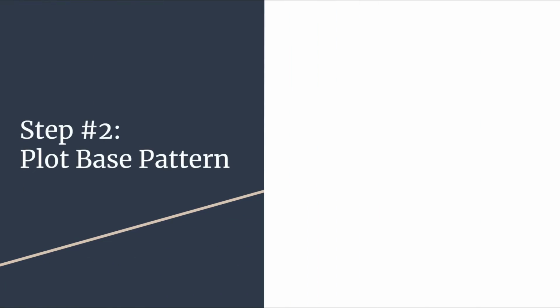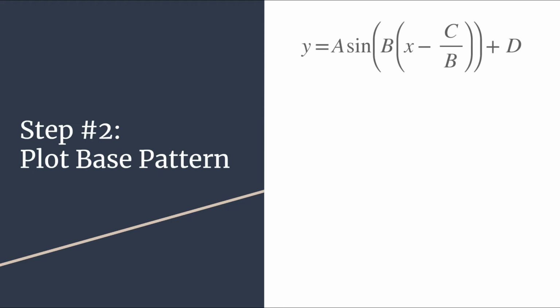All right. Step 2 is to plot the base pattern. A reminder of our equation. So our base pattern for sine, this is unreflected sine, just a parent y equals sine x graph, is 0, 1, maximum, 0, 2, minimum. And remember, 0 is just another way to say x-intercept.